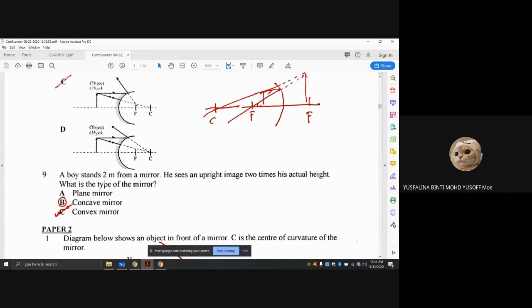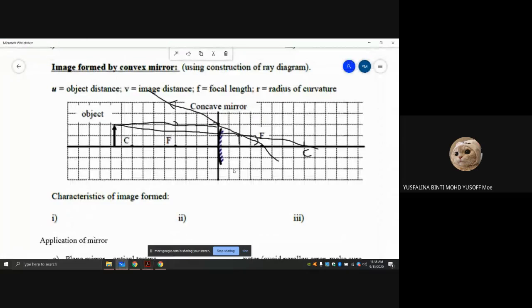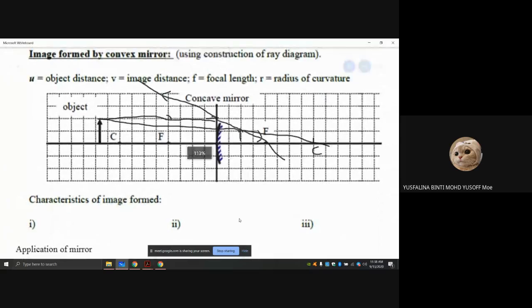Next one: a boy stands 2 meters from a mirror. He sees an upright image 2 times his actual height. What is the type of the mirror? For a plane mirror, you know that the size of the image is the same as the object, so A is wrong. For B, concave mirror, remember that when the U is like this, I showed you the ray diagram, like this one.